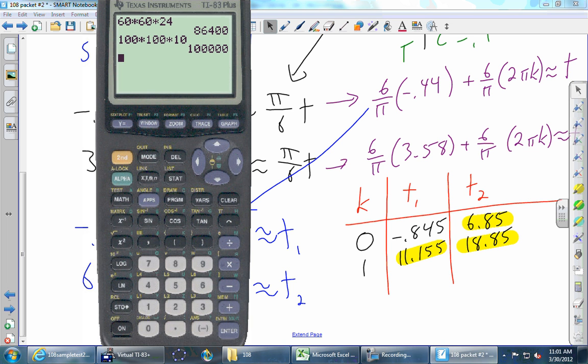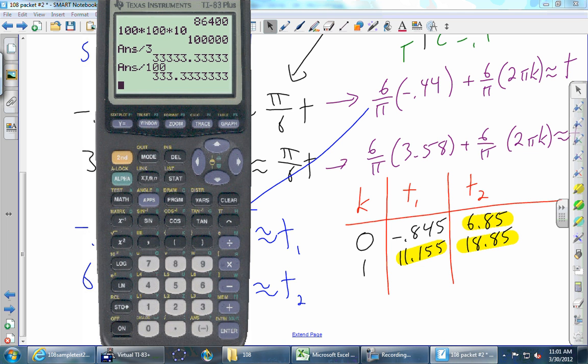How long would a workday be? 8 hours, is that right? So 8 hours is a third of a day. So that many seconds. Divide by 100, that many minutes? 333 minutes. That's not so bad.